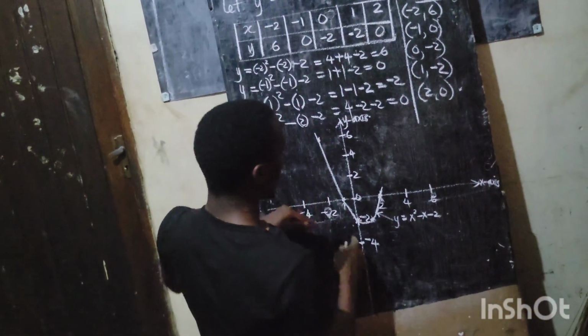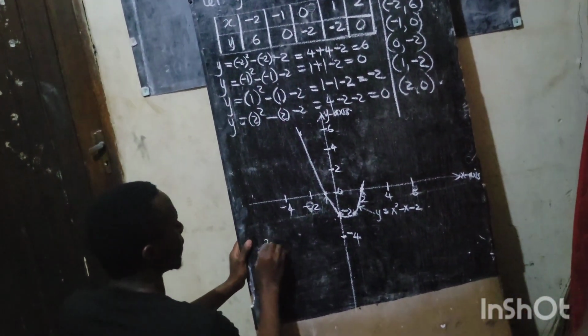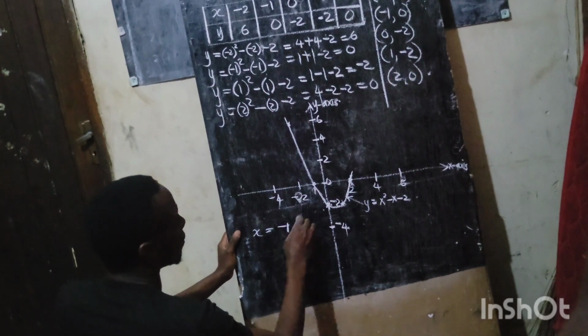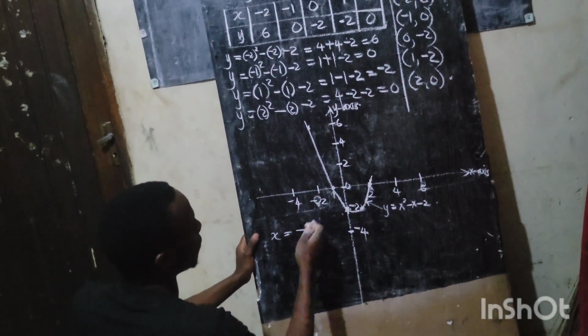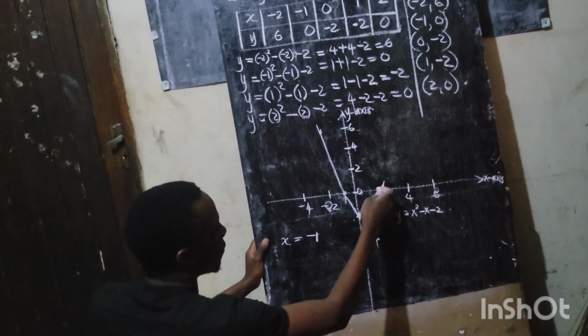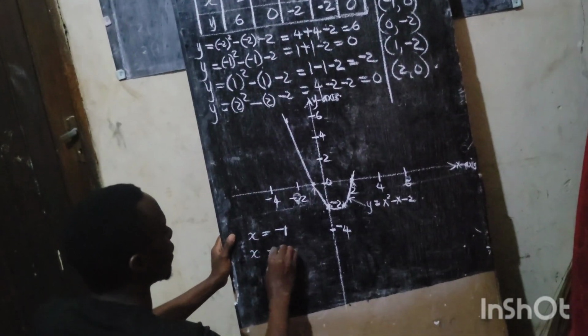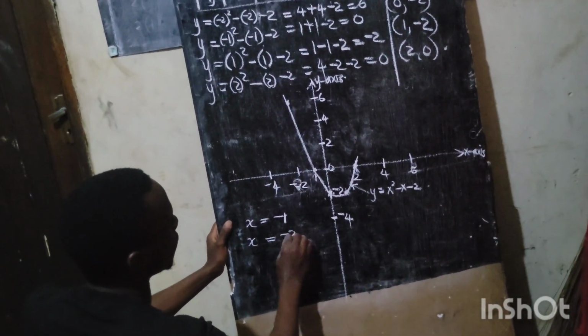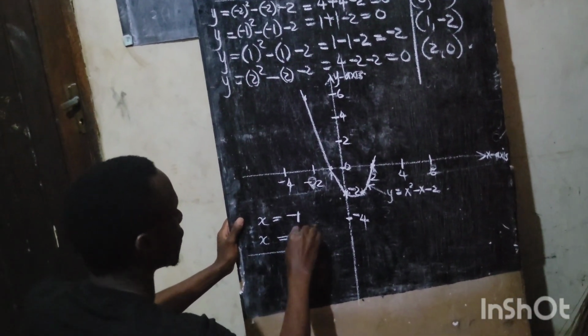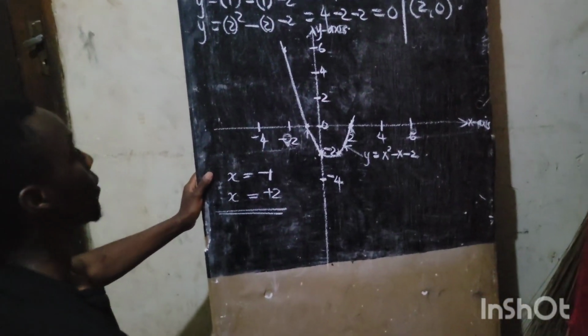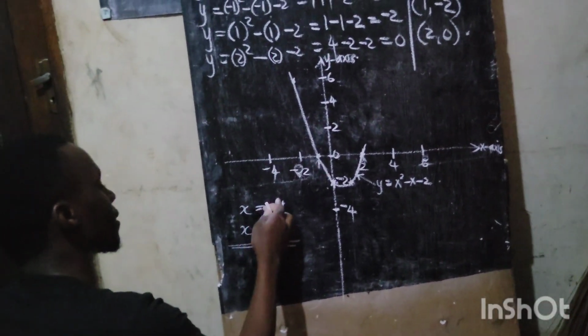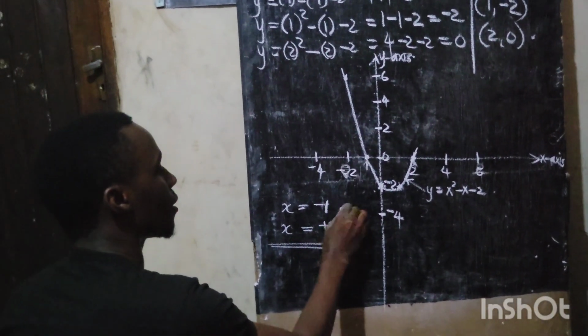So our x is negative 1, the value of x at this point, and the value of x here is 2. So another value of x is positive 2. So those are our answers. x is negative 1 and positive 2.